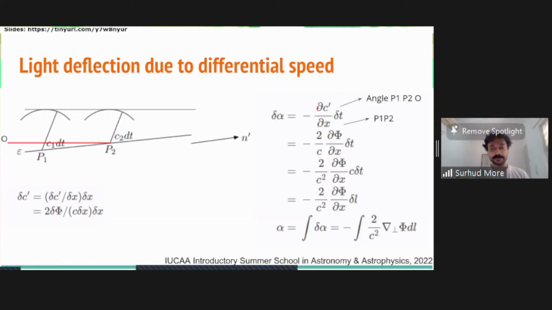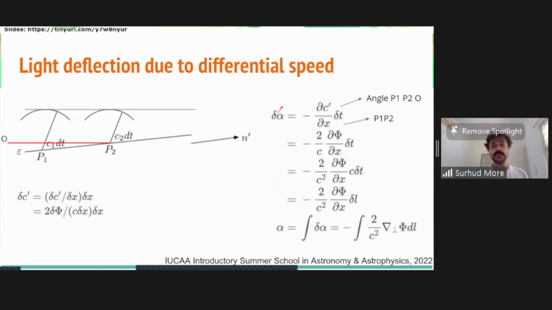Okay? And what you can show is that this change delta alpha, or the deflection, the change in the angle of the traveling wavefront, will be given by minus 2 by c square times the gradient of the potential along the x direction. So this is the derivative which is taken along the wavefront, which means it's in the direction perpendicular to the propagation of the wave. Right? And so that's what this derivative del phi by del x means in this particular context.